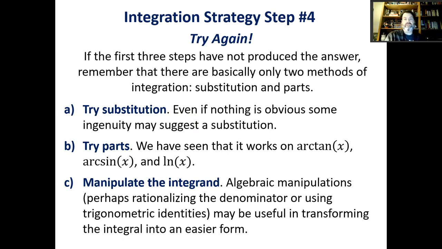Try parts again. Even if the integral doesn't have the form that you'd think of as parts, we've seen that it works on arctan x, arcsine x, and natural log of x. So we know parts works in other situations. Maybe give it a try. And if substitution and parts don't look right, you might have to rationalize the integrand, or use trig identities and move stuff around. So that's sort of the basic strategy for the try again.